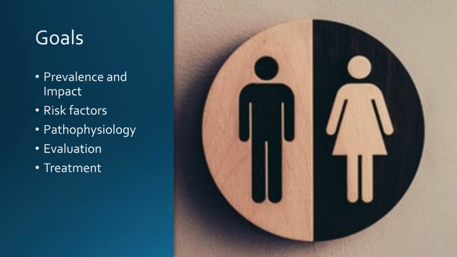The goals for today are to look at the prevalence and impact of urinary incontinence in the older adult population. We'd like to talk about the risk factors, do a little exploration of the pathophysiology of the different types of urinary incontinence, and then get into the meat and potatoes of how we evaluate and treat it.